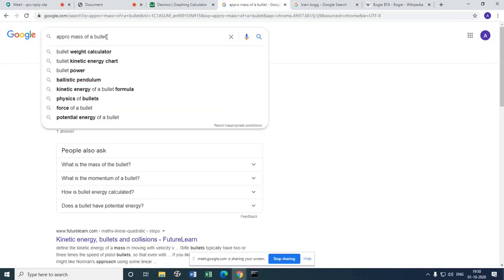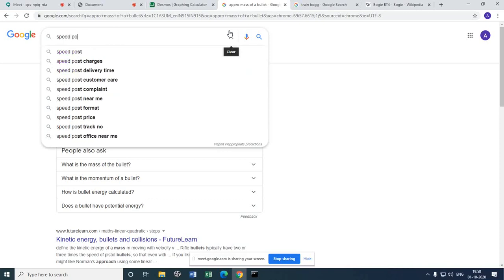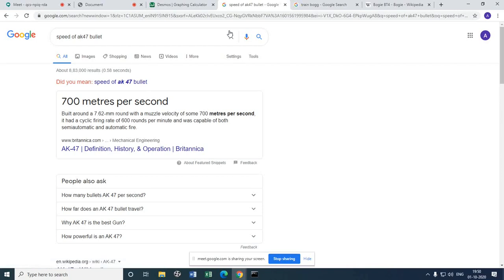Speed of bullet, which is one? Speed of AK-47 bullet. Okay. Yes. 700 meters per second. Okay, take this data. 705 meters per second, built around a 7.62 millimeter round, with a cyclic firing rate of 600 rounds per minute. 600, we'll come to that.